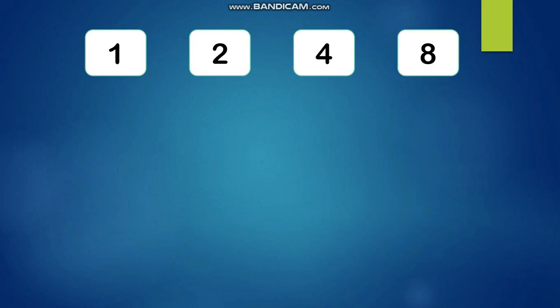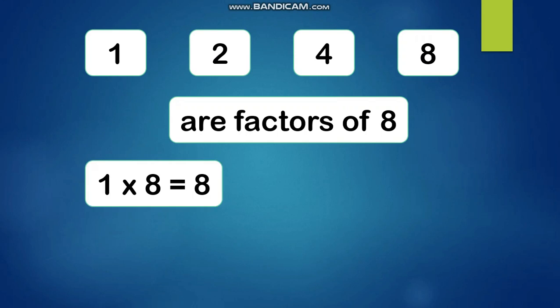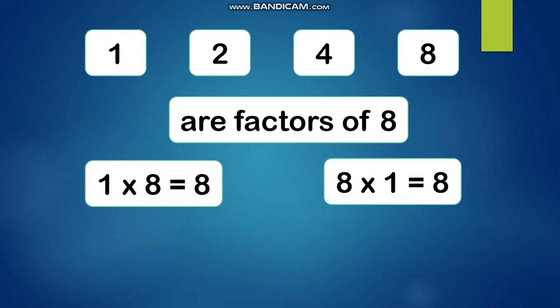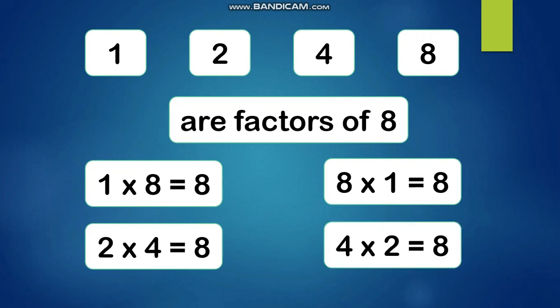Notice that 1, 2, 4, and 8 are the factors of 8, meaning these are the numbers that can divide 8 evenly. To check our answers, let's go back to multiplication. 1 times 8 is equal to 8. Also, 8 times 1 is equal to 8. Now, 2 times 4 is equal to 8. And 4 times 2 is also equal to 8. Meaning 1, 2, 4, and 8 really are the factors of 8.